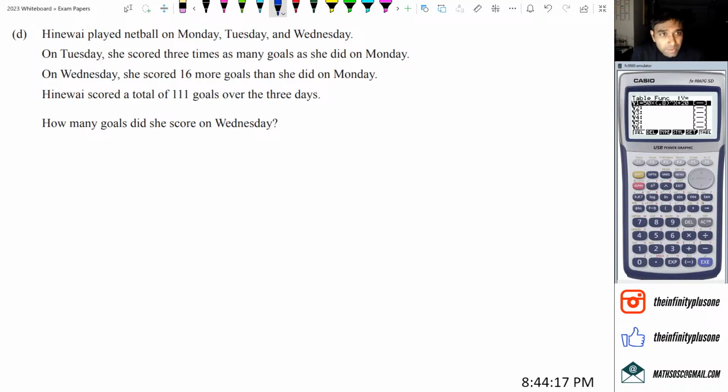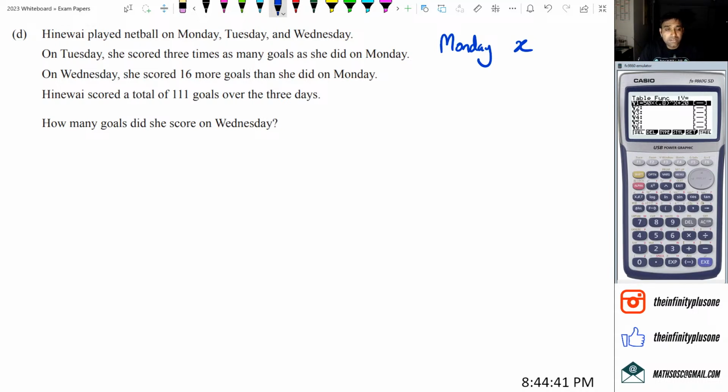Okay, so we've got somebody playing netball Monday, Tuesday, Wednesday. On Tuesday, she scored 3 times as many goals as she did on Monday. Okay, so here's what I'm gonna do. The first step is, do I actually know how many goals this person scored on Monday? I don't. I don't know what that number is, and therefore I'm going to put that as X.